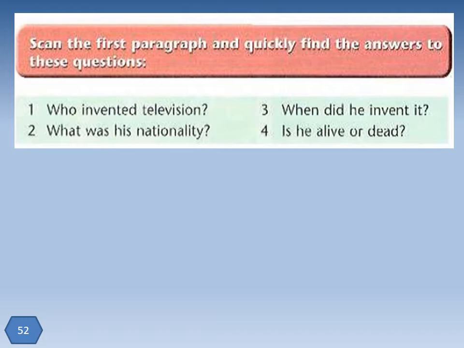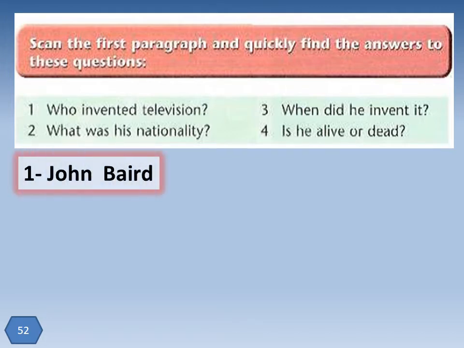Let's read number 1. Who invented television? John Bird. John Bird invented television. Number 2. What was his nationality? He was Scottish. So, John Bird was Scottish.